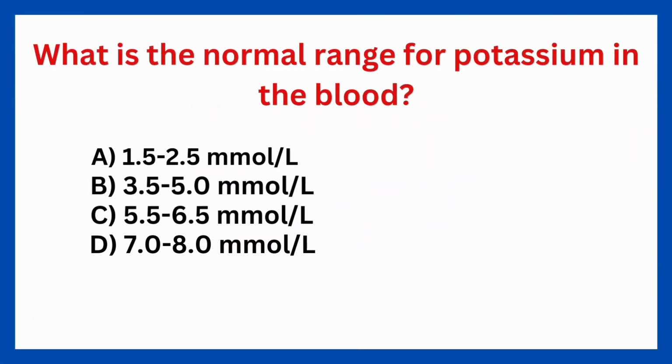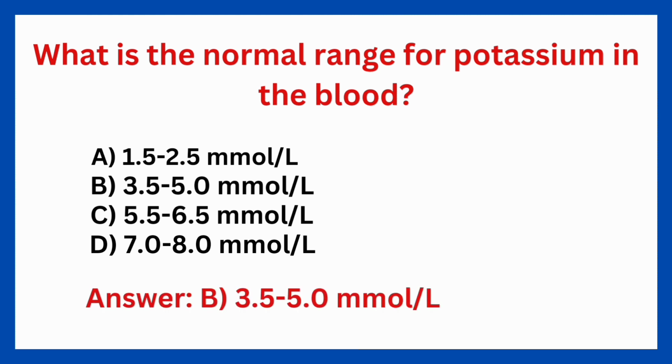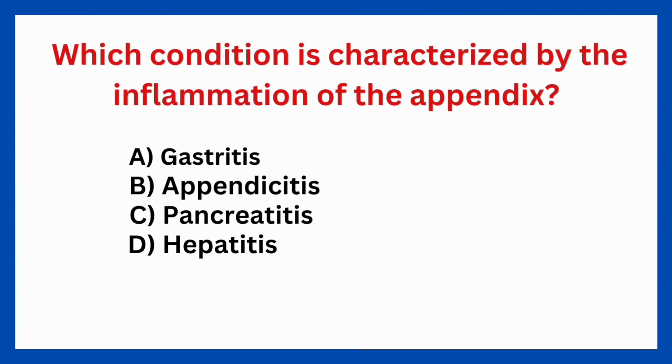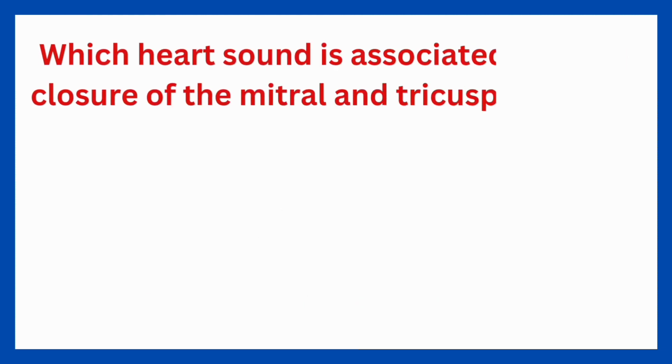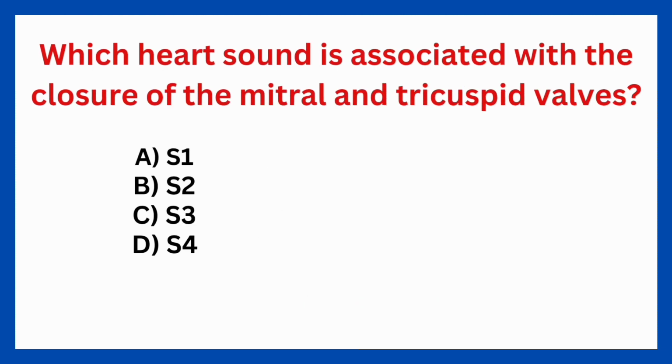What is the normal range for potassium in the blood? Right answer is option B, 3.5 to 5. Which condition is characterized by the inflammation of the appendix? Right answer is option B, appendicitis. Which heart sound is associated with the closure of the mitral and tricuspid valves? Right answer is option A, S1.